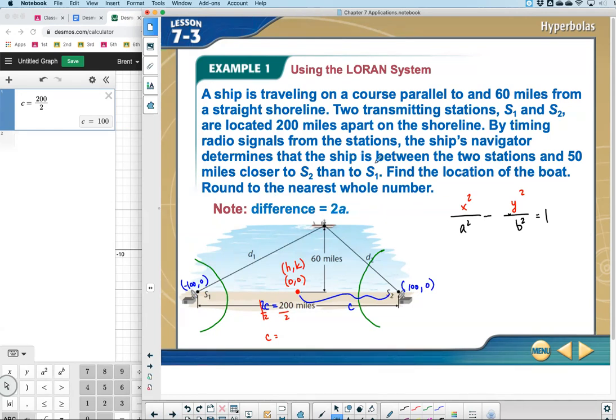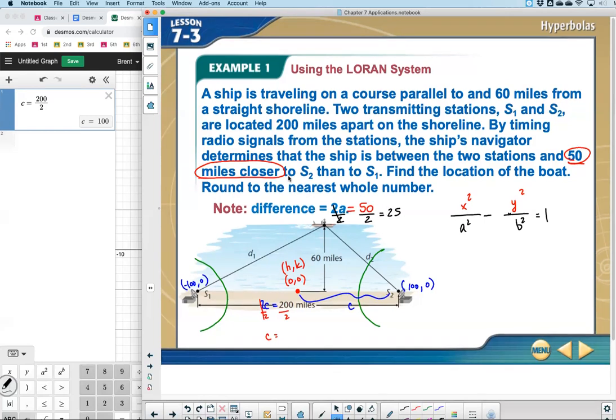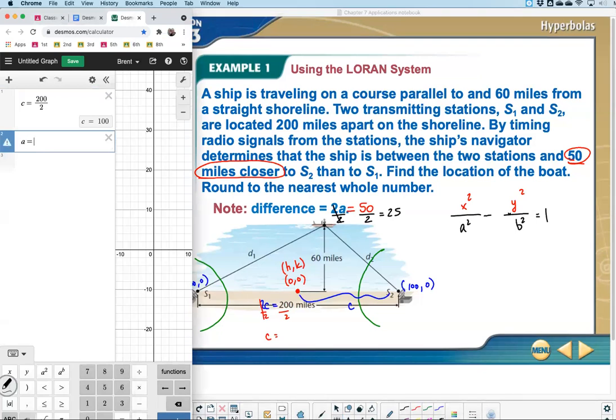This problem said the ship is between the 2 stations and it's 50 miles closer to station 2 than station 1. I'm going to hit this right here in red, 50 miles closer. That value right there is our difference. So our difference equals 50 miles. So if 2a equals 50, let's solve for a. A would be 25. In case you didn't know the math, in the calculator you could just type in a equals 50 divided by 2.